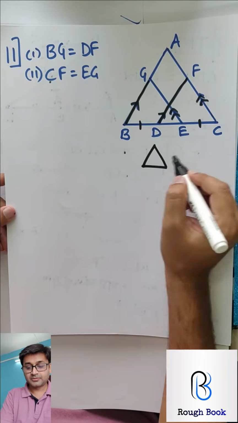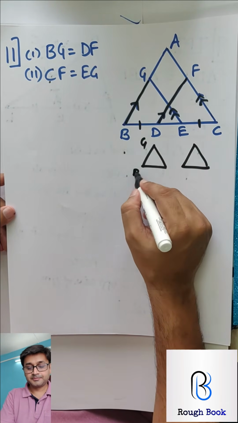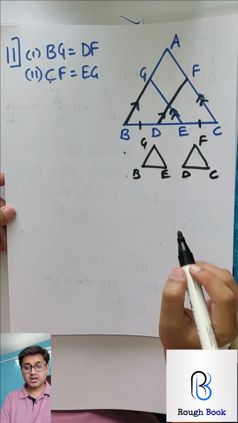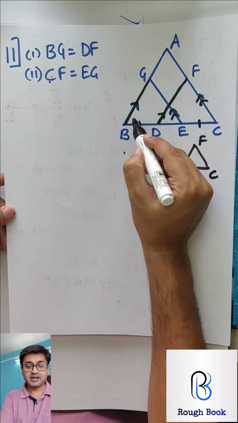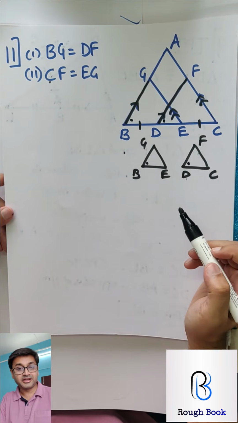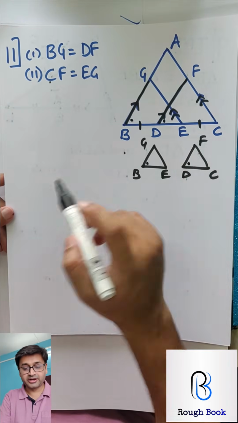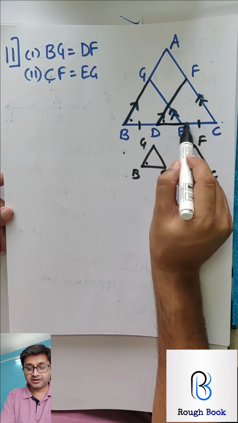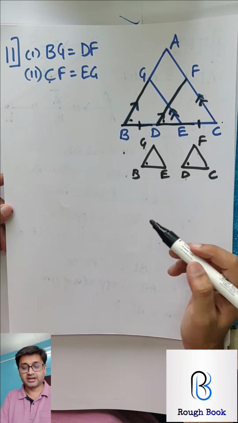First triangle, second triangle. GBE and FDC. First, I can say this is equal to this. Can you say why? I said angle B is equal to angle D from these two triangles. Can you tell me why? Alternate angles, correct? Sorry, corresponding angles. See, this is parallel to this. So one angle is generated here, second angle here. So both will be equal by corresponding angles.